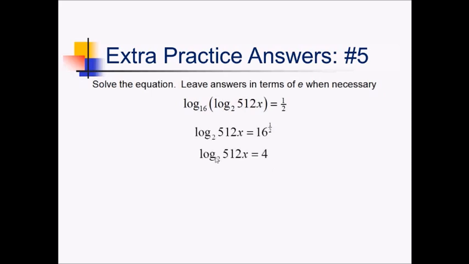Next, to get rid of this log, I need to raise 2 to both sides. So that's going to be just 512x equals 2 to the 4th. And now just divide both sides by 512 to get x alone. So we have 16 over 512. Now, to do this without a calculator, it helps if you realize that you've got 2 to the 4th over, this is actually 2 to the 9th. That would give us 1 over 2 to the 5th, or 1 over 32.